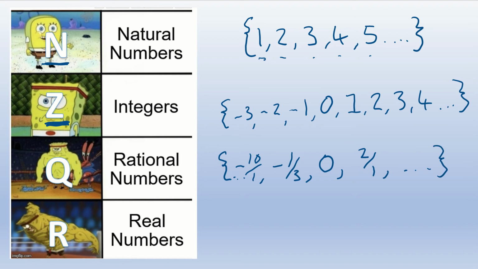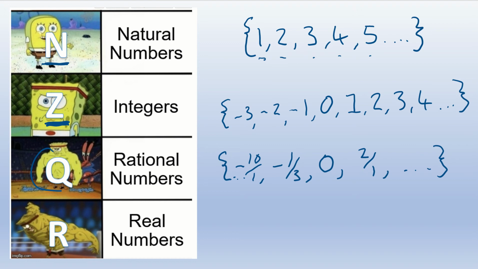So your rational numbers, if you think about it, include all of your integers and all of your natural numbers as well. And the only thing that we're including in there are your fractions. And the only thing you have to be careful of with your fractions is that your numerator and your denominator are both whole numbers.